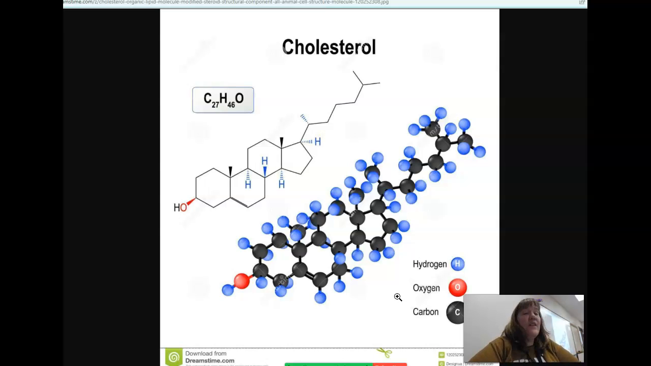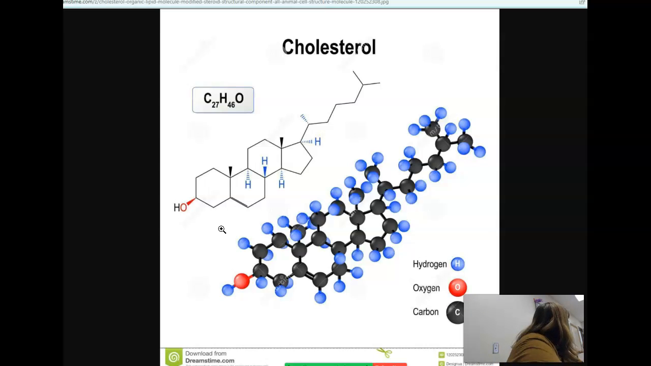They do not have as many OHs hanging off of them, so they do not get along with water. And what's missing from their ring that's different than what was in the sugar, in each and every sugar ring that we had? Yeah, so there's no oxygen in the ring itself. So that is what's missing. It is only carbons in that ring.